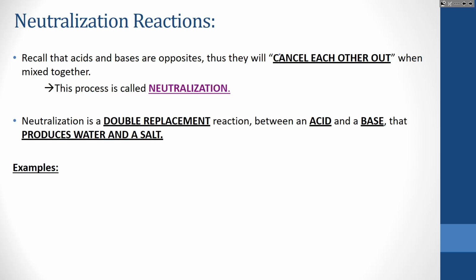Now you're probably thinking, oh, salt, like table salt, NaCl. Well, that can be one of them. So here is your acid and base making salt and water. But in chemistry, basically any ionic compound can be considered a salt.